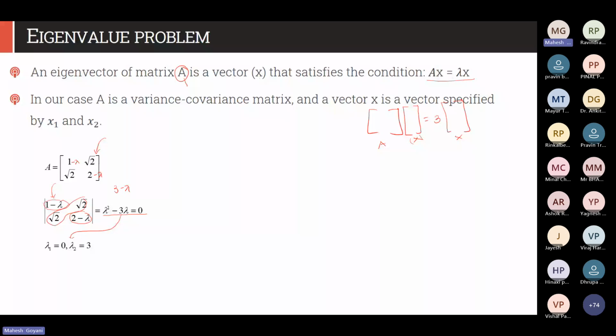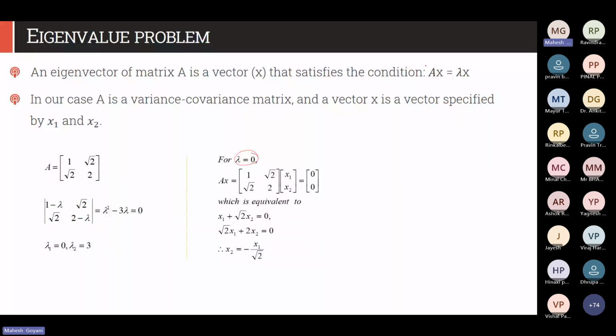For lambda equal to 0, we know this is the equation for x being an eigenvector for matrix A. So our A times x is equal to lambda into x, but lambda is 0. When we multiply lambda with x1, x2, that will become 0, 0. I have directly written it. Now you simply solve this matrix. That will be 1 into x1 plus root 2 into x2 is equal to 0.